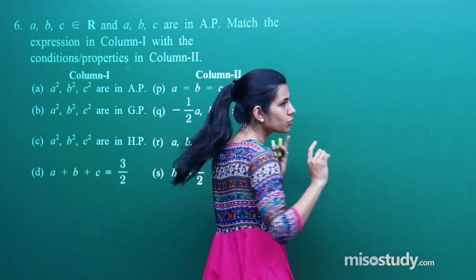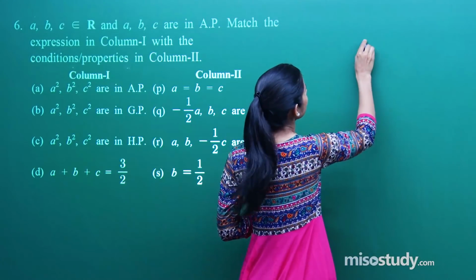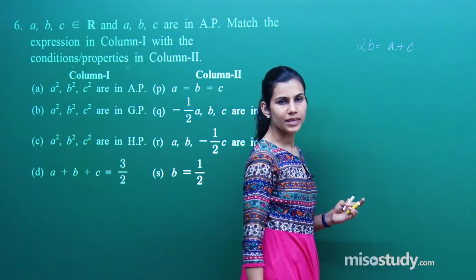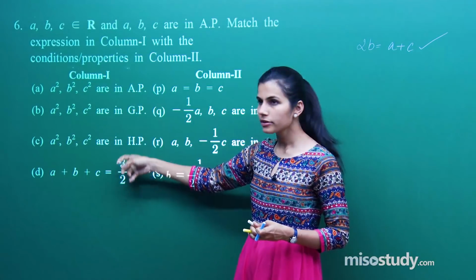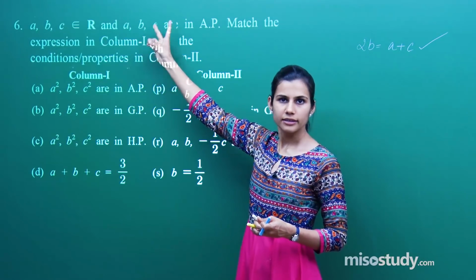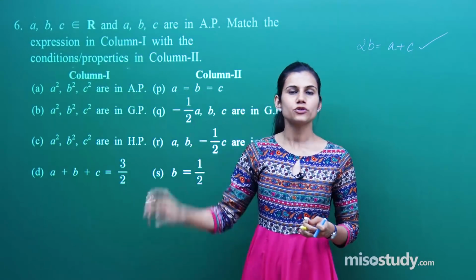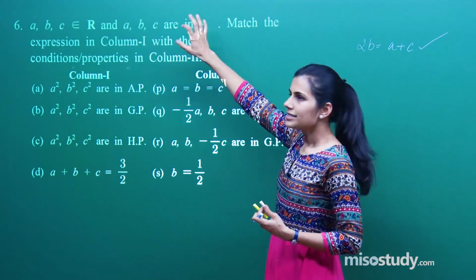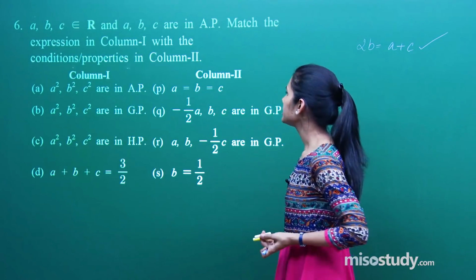A, B, C are in AP. Well, I know a property related to 3 consecutive terms to be in AP, which is twice of the middle term is equal to sum of first and the third. This is given to me throughout any part I deal with. I am given this universal thing. Corresponding to any part, this thing is given to me that twice of B is A plus C, or A, B, C are in AP. Having this as the universal given condition, match the expression in column 1 with the correct condition or property in column 2.